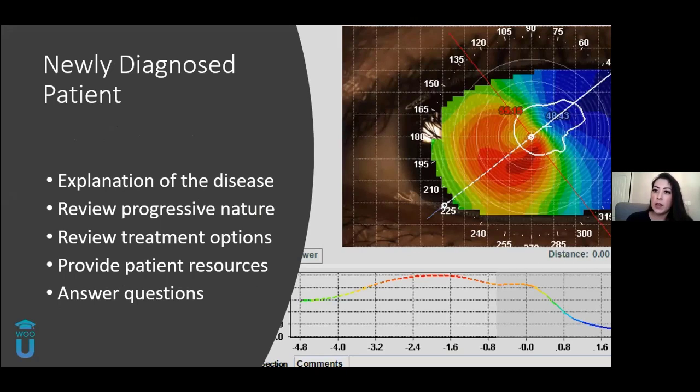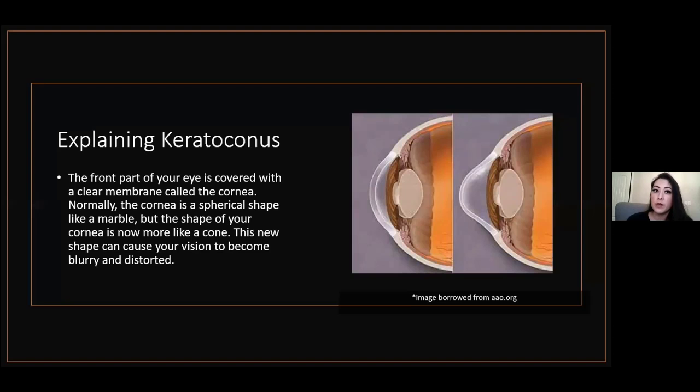So let's say that a patient is recently diagnosed with keratoconus. We're going to talk about how to explain the disease to the patient, going over the prognosis of the condition, going over the different treatment options, and giving them some really high quality resources. So explaining keratoconus, how do you explain this to somebody?